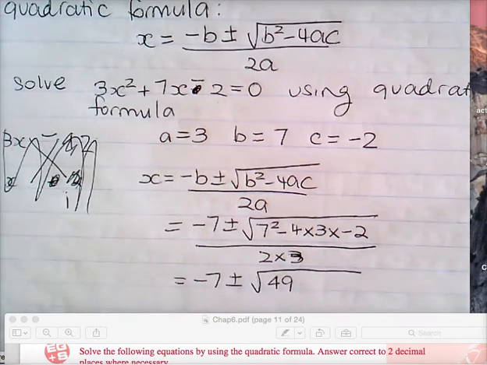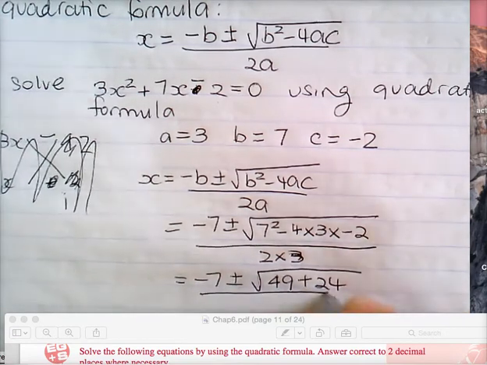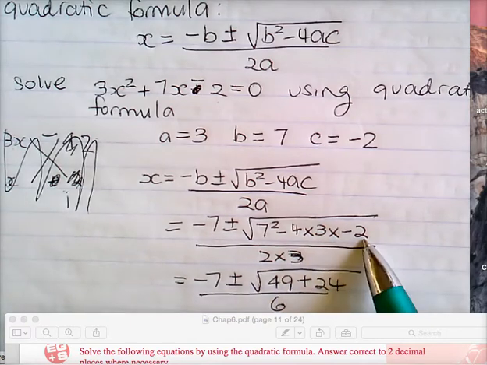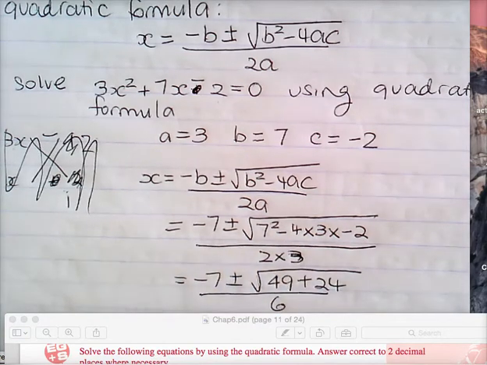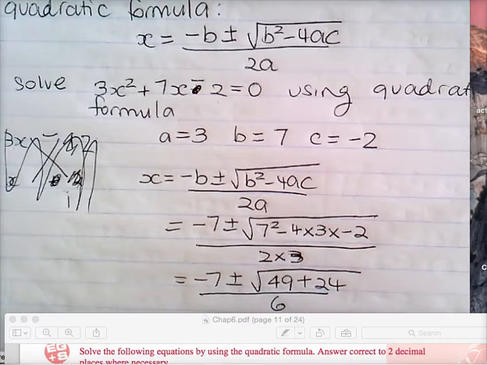I don't mind if you use your calculator. Do not do the square root, please, on your calculator. Just work out the bit under the square root if you want, but I never do. I just do it in my head. That's 49 minus 4 times 3 times negative 2. 4 times 3 is 12, and 12 times negative 2 is negative 24. So it's 49 plus 24, which is negative 7 plus or minus the square root of 73 over 6.